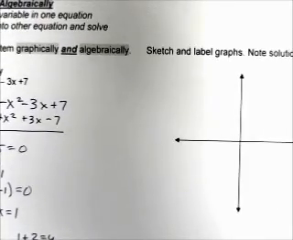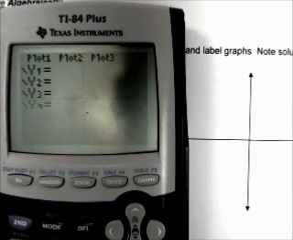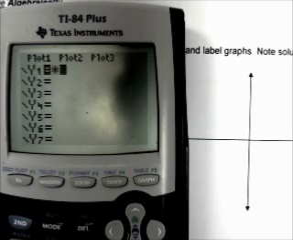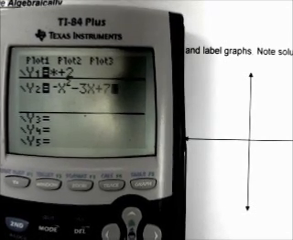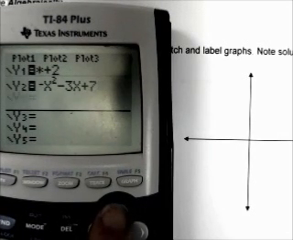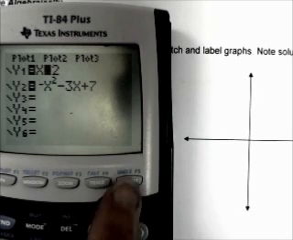Now let's look at the graph. And again, we're just sketching the graph. So go to your graphing calculator, go to y equals, and let's key in our linear equation, x plus 2, and our quadratic, negative x squared minus 3x plus 7. Double check, didn't miskey anything. Well, I certainly did. Good thing I double checked. This is an x. Okay, now press graph.